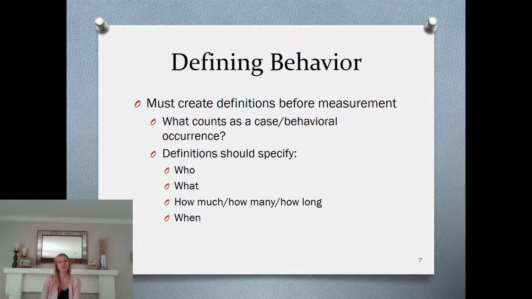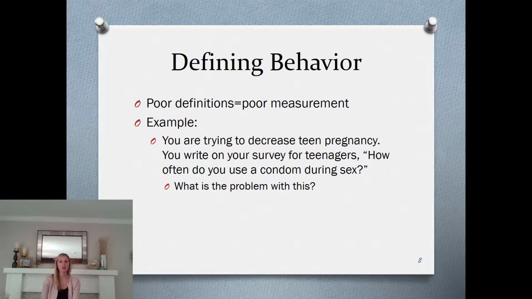So if you are targeting breastfeeding among mothers with HIV, you need to know exactly how you're defining breastfeeding. So your definition of a behavior should specify who is doing the behavior, what exactly are they doing, how much of it are they doing, how many repetitions, and how long do they have to do it for, and then when or under what circumstances do they need to engage in the behavior. And poor definitions lead to poor measurement.